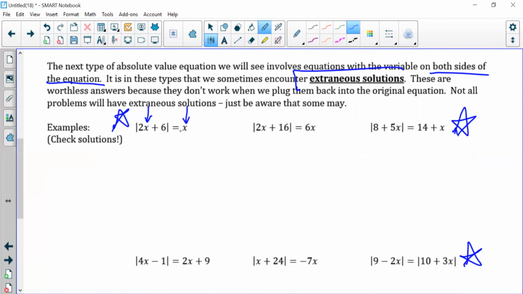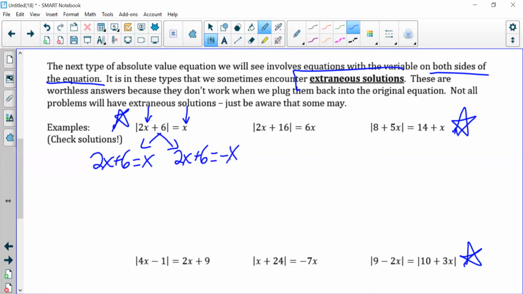2x plus 6 equals x. We have the absolute value isolated, so we can just go straight into splitting this and solving. So 2x plus 6 equals x, and 2x plus 6 equals negative x.